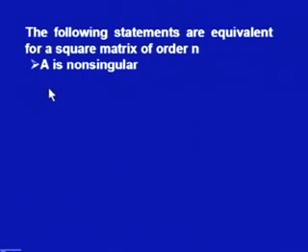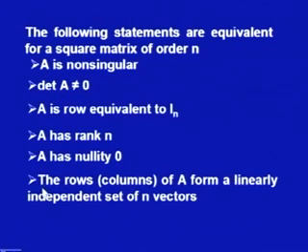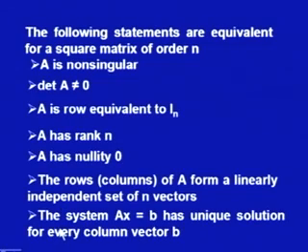Similarly, the following statements are equivalent when A is non-singular, determinant A is not 0, all these things are the same which we have discussed. The last point is slightly different, and it says that the system Ax equal to b has a unique solution for every column vector b. So, the non-homogeneous system will have a unique solution for every column vector b if matrix A is non-singular or determinant A is not 0 or A is row equivalent to In or A has rank n or A has nullity 0 or the rows or columns of A form a linearly independent set of n vectors, then the system Ax equal to b has a unique solution for every column vector b.